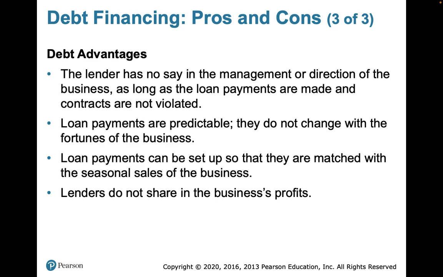But looking at the advantages, if you are making huge profit, it still does not change. You're still going to go with the agreement and pay what you owe, without any increase on the loan. Now, payments can be set up so that they are matched with the seasonal sales of the business. You can try to pay your loan at the time when you make more money. This is usually better at the agreement time, when you are still negotiating and coming to terms with the agreement. So it's very flexible.